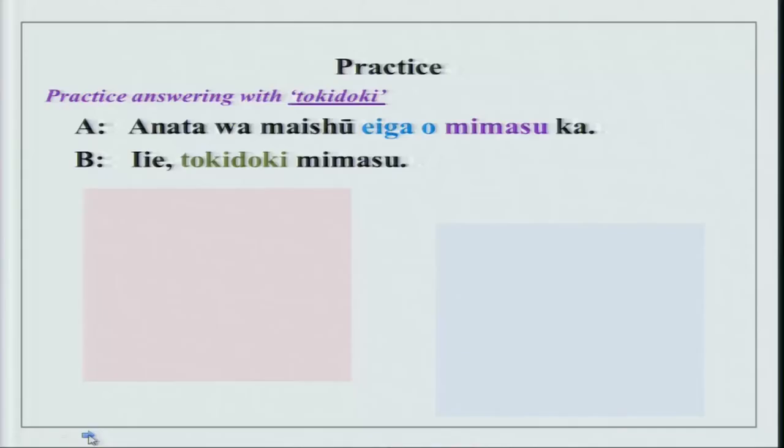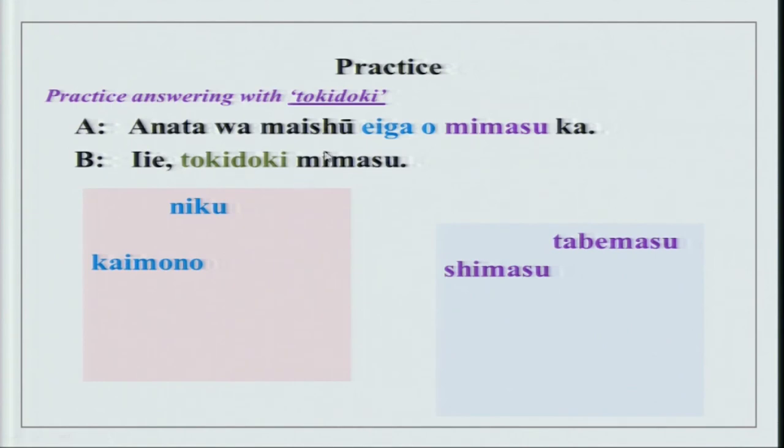So, well, let us see. Anata wa maishu niku o tabemasu ka? Iie, tokidoki tabemasu. Well, another example for you. Anata wa maishu kaimono o shimasu ka? Iie, tokidoki shimasu. So, over here, when you are using this verb shimasu, shimasu will come over here. If you are using mimasu over here, mimasu will come over here. So, please try to do it as is given in the example. You will feel more confident once all of them are done, and you will be able to speak in a better way, do more conversation easily.